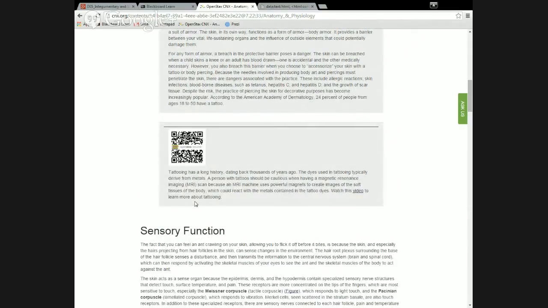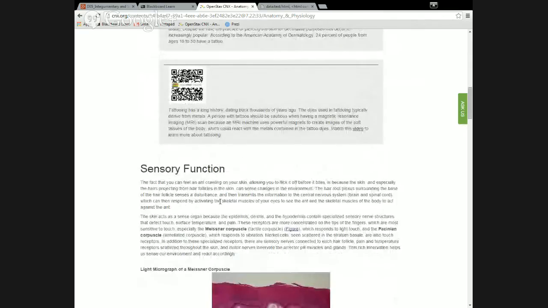Then an important part of the skin is its sensory function. And basically, there's only one type of tissue that can ever provide sensory function to us. What would that be? Any ideas?